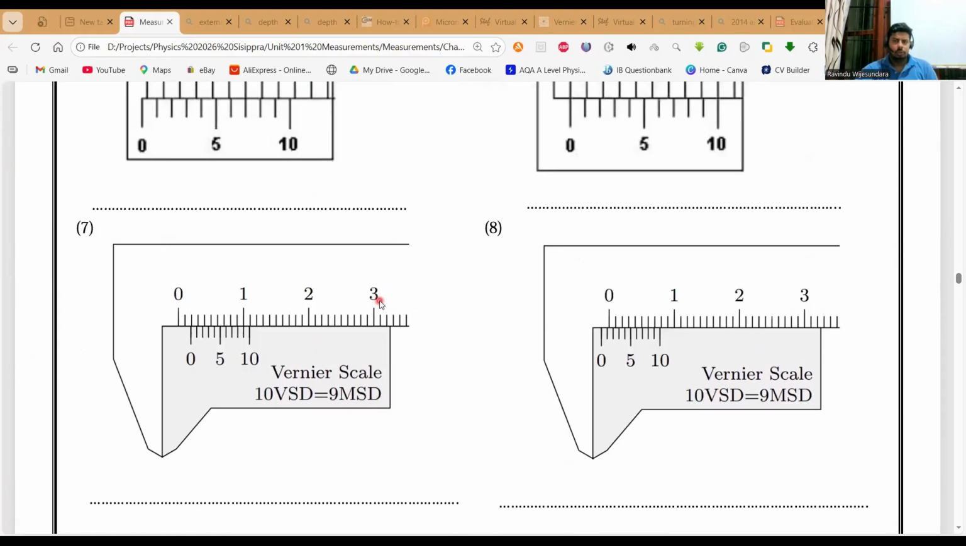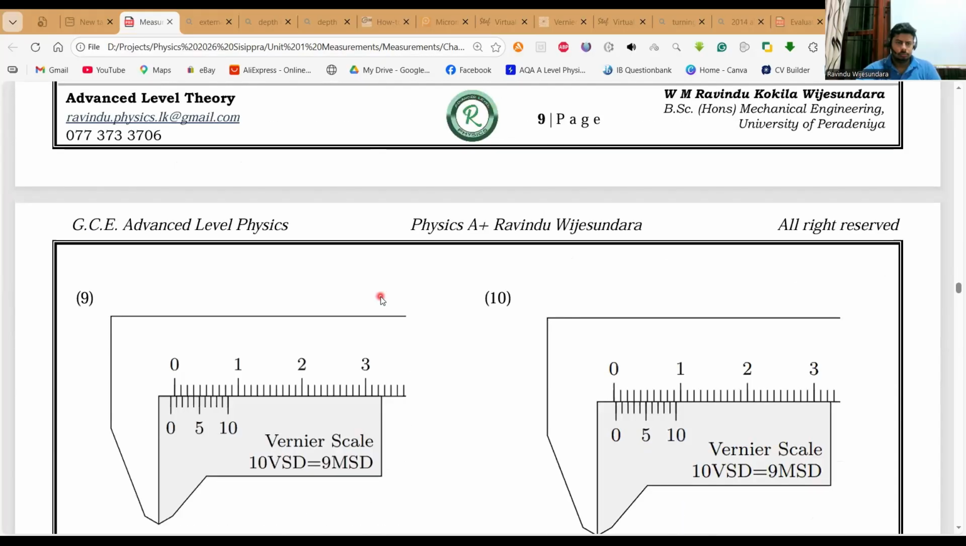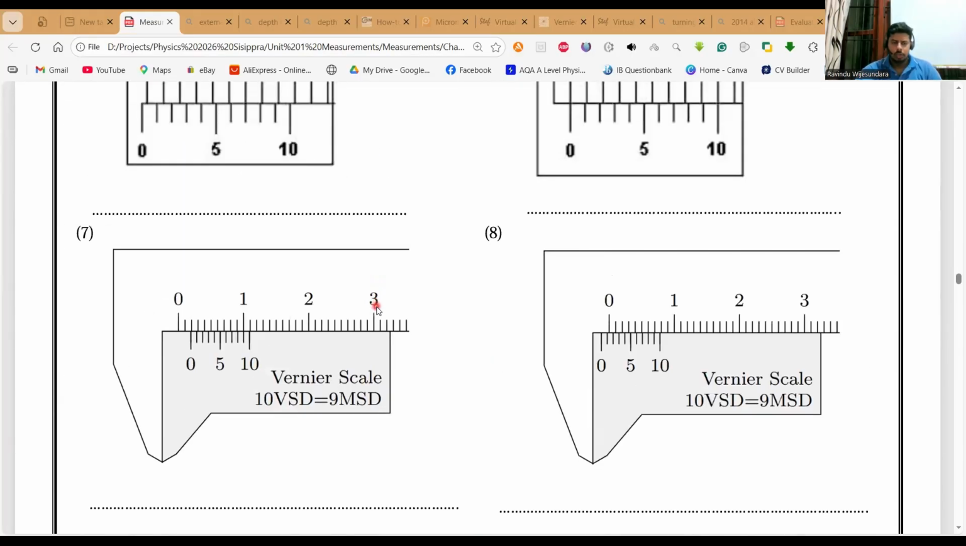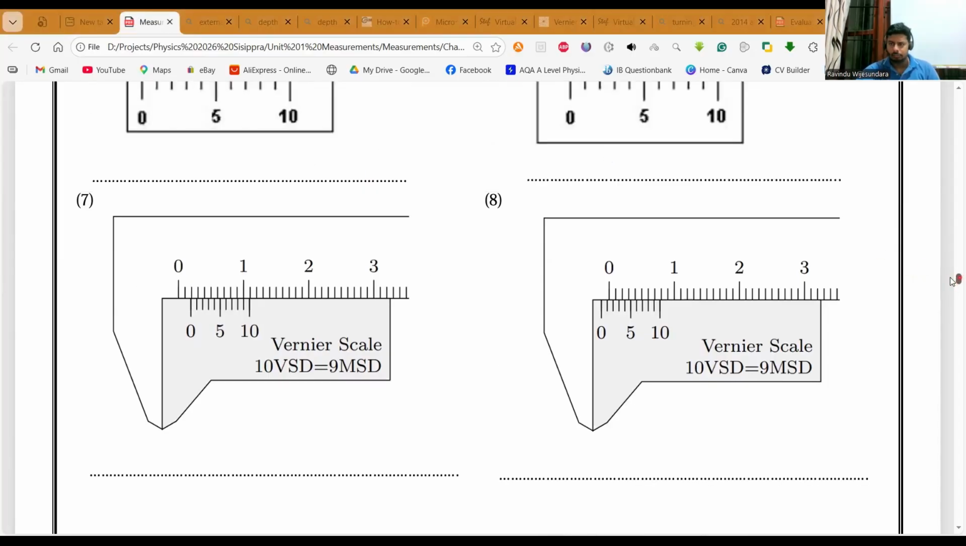Okay. You have two other examples. Not two, 10. There are 10 examples actually. So quickly do this one and get the zero error value. Sorry. Okay. These two vernier calipers. Quickly get the zero error values.